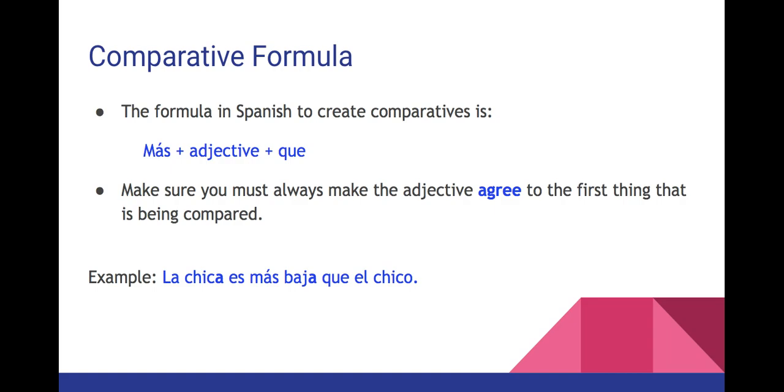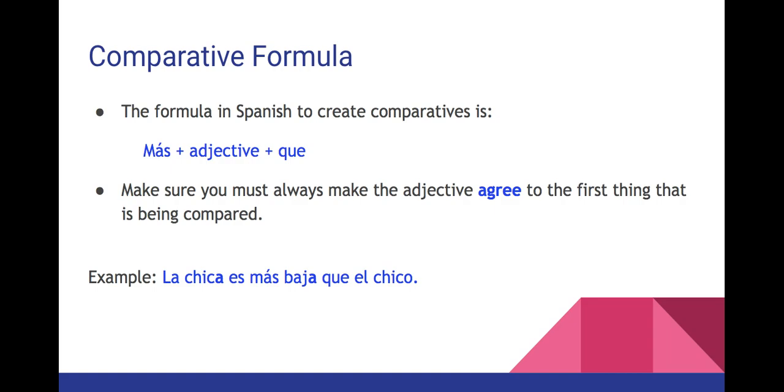So our comparative formula is going to be más plus our adjective plus que. We don't have a word in Spanish that has that -er at the end to make it say smarter. So we're going to say more smart than. So the más means more. Our adjective is going to be whatever we're comparing, whatever adjective we're using to compare our two items. And then que means than. So, for example, más inteligente que, more smart than your second person.